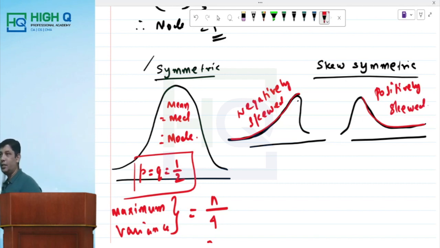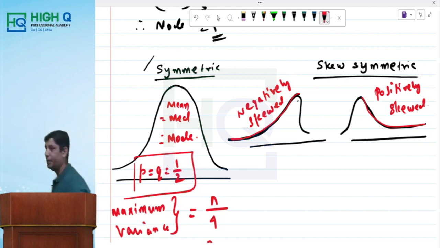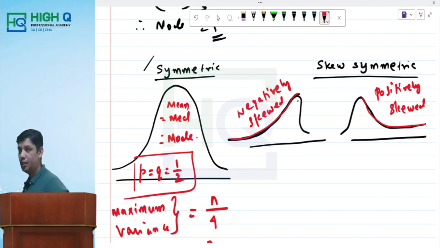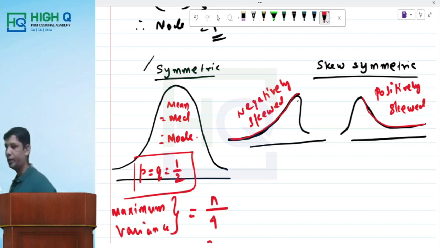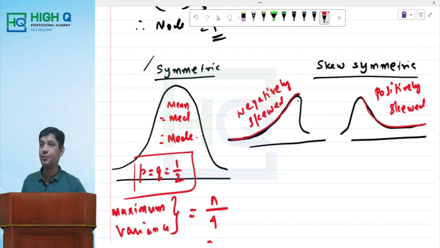Negatively skewed and positively skewed. Binomial distribution can be symmetric, negatively skewed, or positively skewed. Binomial distribution is symmetric when P is equal to Q is equal to 1 by 2. Is that clear, all of you?